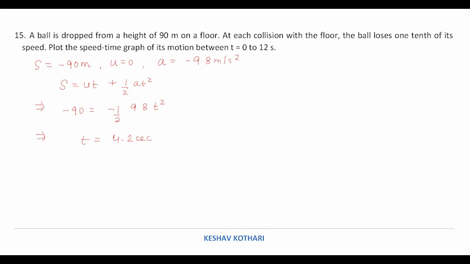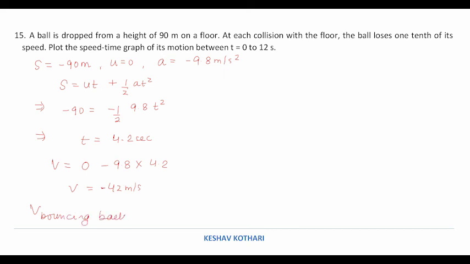So now we can say that at t equals 4.28 second, the ball is going to hit the ground, and it is going to hit the ground with a velocity v equals u minus 9.8 into t, which is 4.28 second. So we get the velocity which is approximately 42 meter per second with a negative sign. The negative sign is implying that the ball is moving in the downward direction. And over here we put another aspect, the velocity of bouncing back.